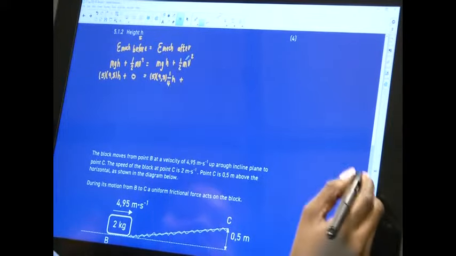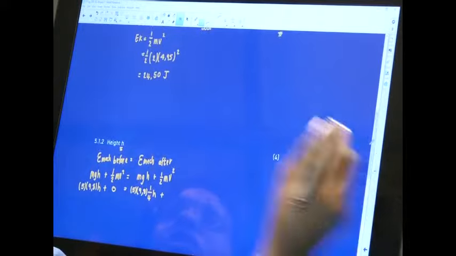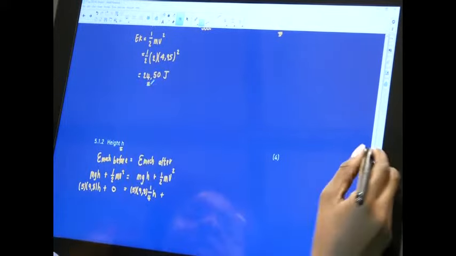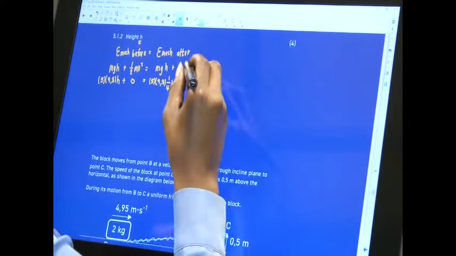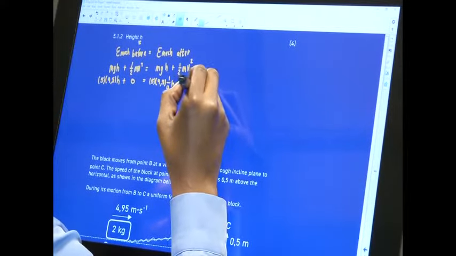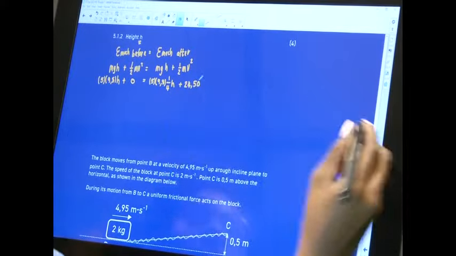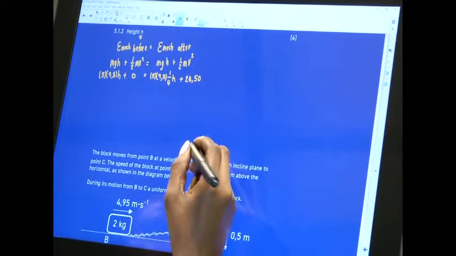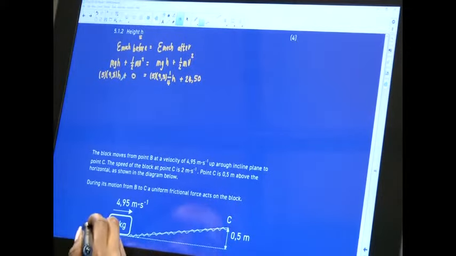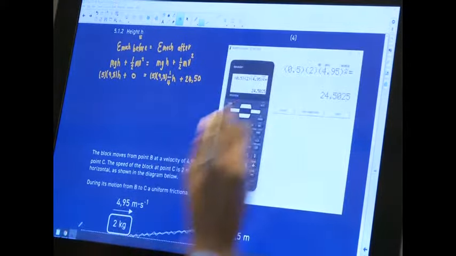Now, the velocity of that, I'm going to take the kinetic energy of this one over here, which is 24,50. You can calculate it if you wanted to, but we've already calculated it, so that's not such a train smash. So now I'm just going to work this out. So the rest of this is just mathematics.